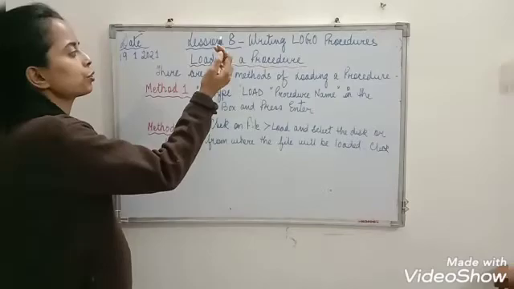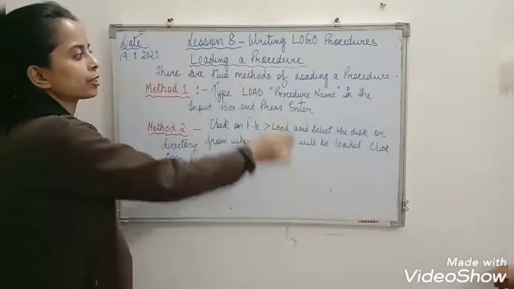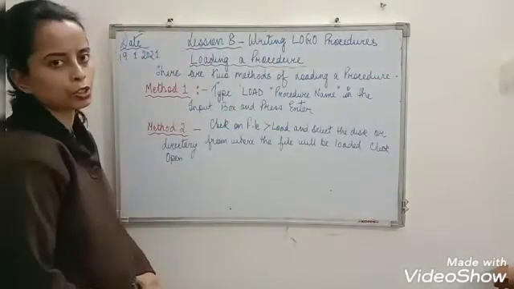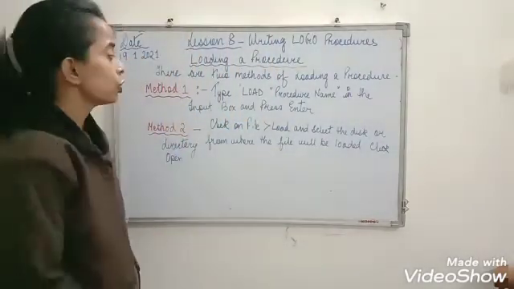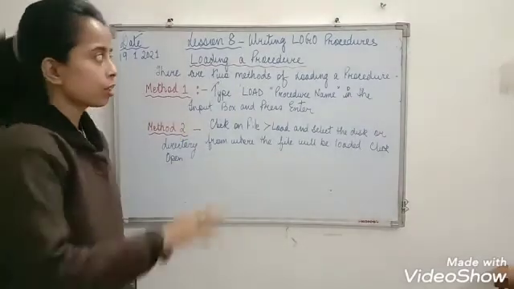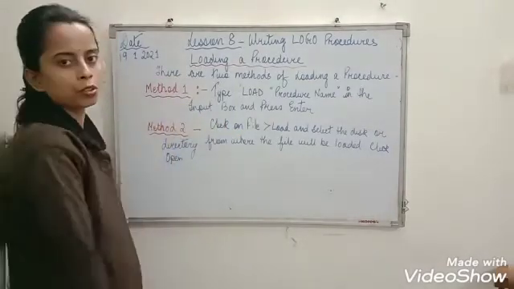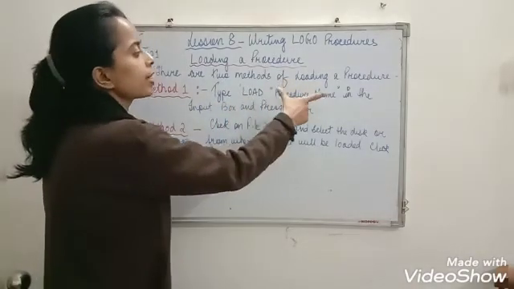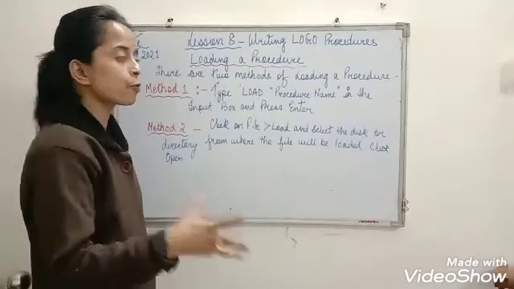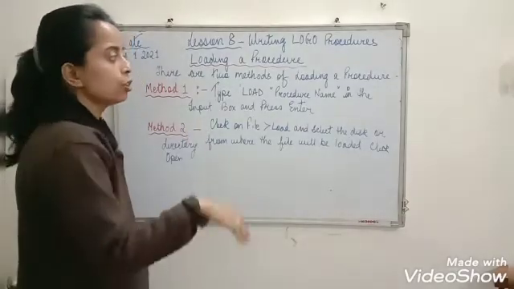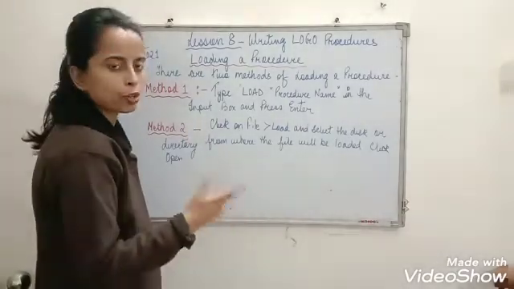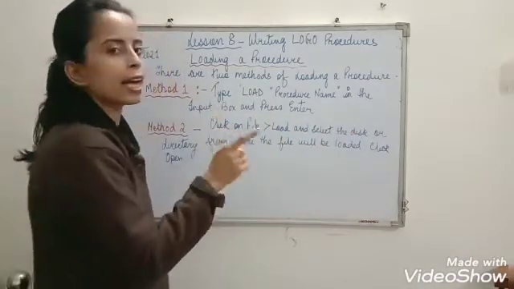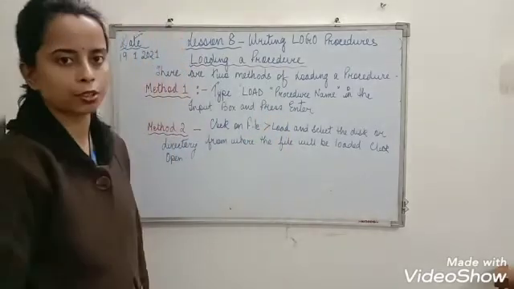So how to load a procedure? There are 2 methods of loading a procedure, method 1 and method 2. In method 1, to execute a procedure, what do we have to do? Type load, then the procedure name. For example, 2 triangle, 2 rectangle, whatever procedure you have created, that name you have to write in the input box, and last you have to press the enter key.